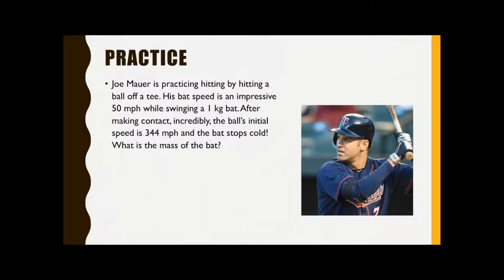Let's try another one. So if Joe Mauer is practicing hitting by hitting a ball off a tee, his bat speed is an impressive 50 miles per hour while swinging a 1 kilogram bat. After making contact, the ball's initial speed is 344 miles per hour and the bat stops cold. So what's the mass of the ball?